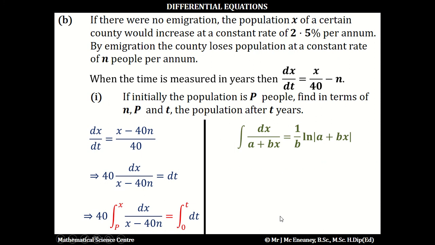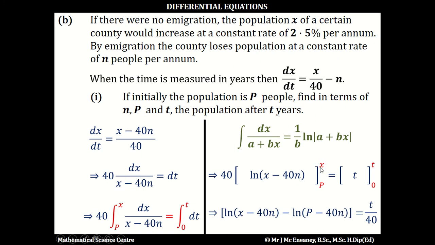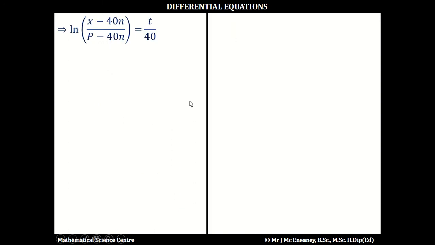On the left hand side then, if we put in x first, you get the ln of x minus 40n. Next, if you put in p for x, you get the ln of p minus 40n. And this then equals t over 40. Now on the left hand side, we've got the log of a minus log of b, and that is just the log of a over b. So we can write that as the ln of (x minus 40n) over (p minus 40n) equals t over 40.